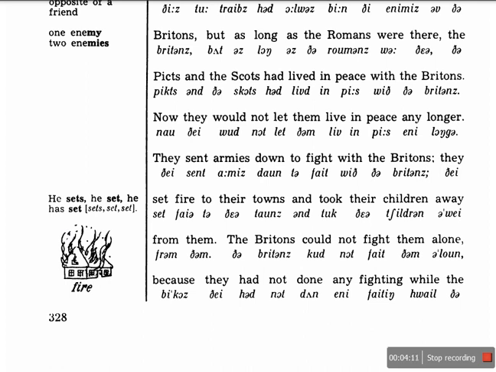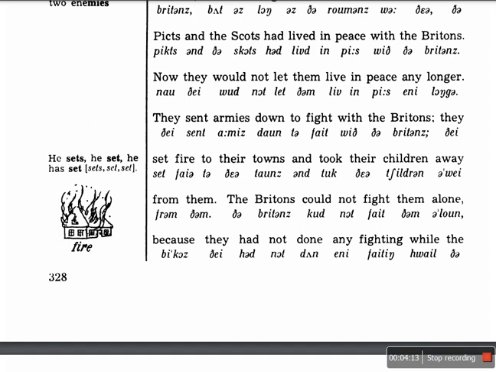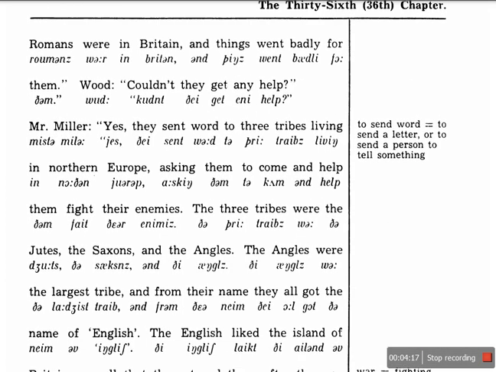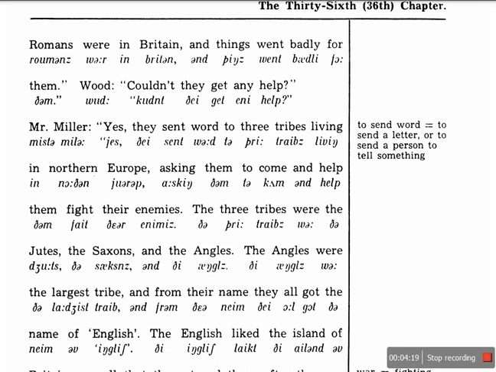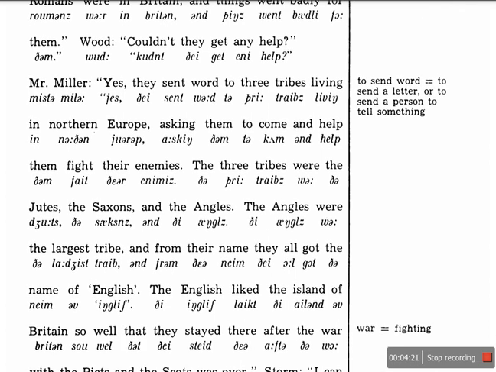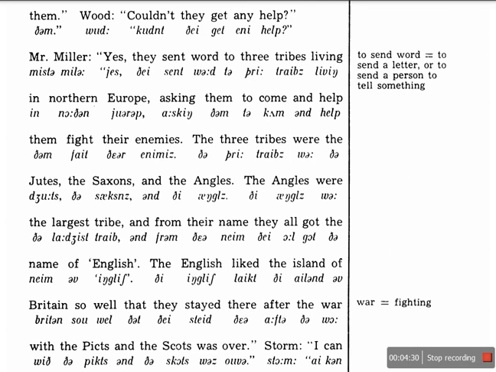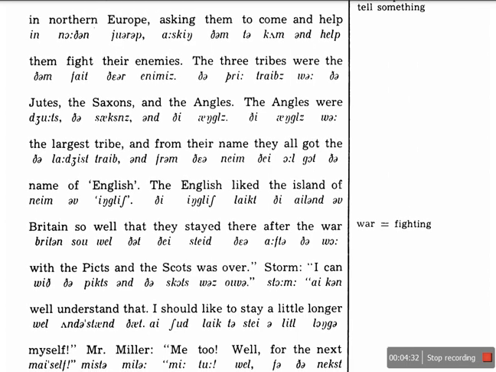The Britons could not fight them alone, because they had not done any fighting while the Romans were in Britain, and things went badly for them. Couldn't they get any help? Mr. Miller, yes, they sent word to 3 tribes living in northern Europe, asking them to come and help them fight their enemies. The 3 tribes were the Jutes, the Saxons, and the Angles.